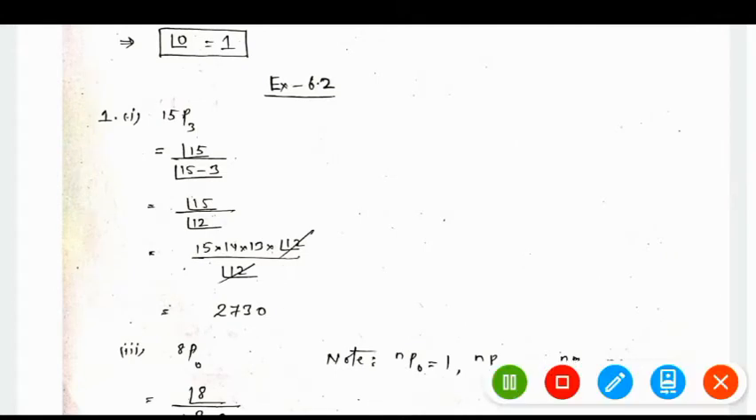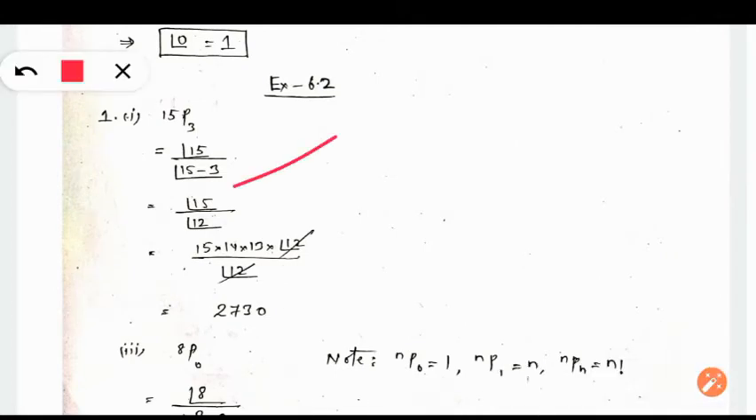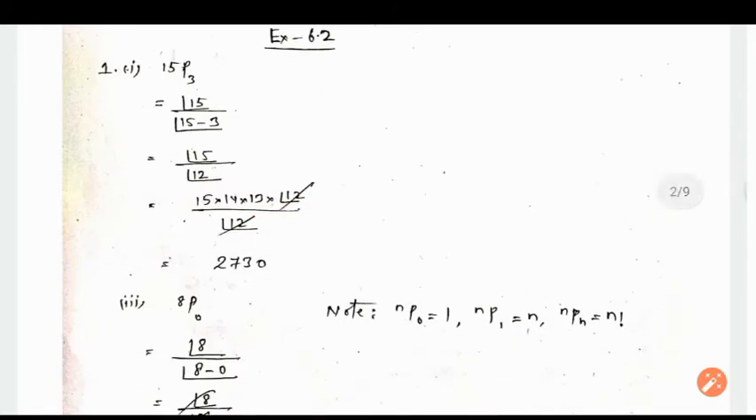Okay, so let's do question number 1, part 1. 15p3, you know the formula, n factorial by n minus r factorial. So 15 factorial by 15 minus 3 factorial, right? 15 minus 3 factorial is 12. Now we have to expand 15 factorial till 12 factorial, so that 12 factorial gets cancelled out. So 15 into 14 into 13, and I have stopped at 12 factorial. So what is left? 15 into 14 into 13. After multiplying you will get this.